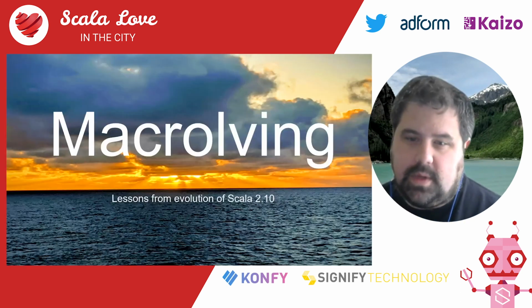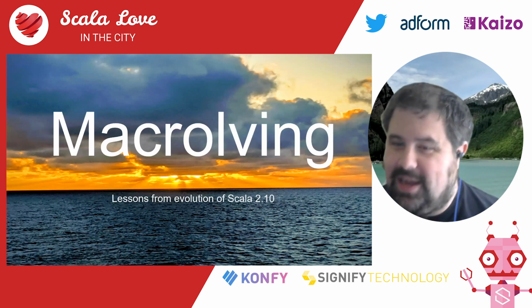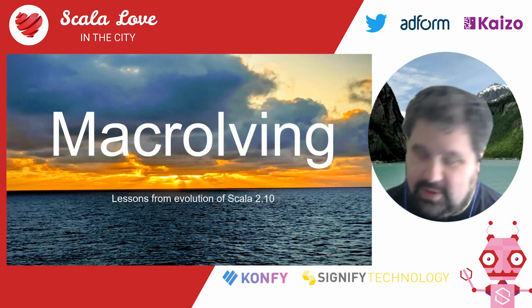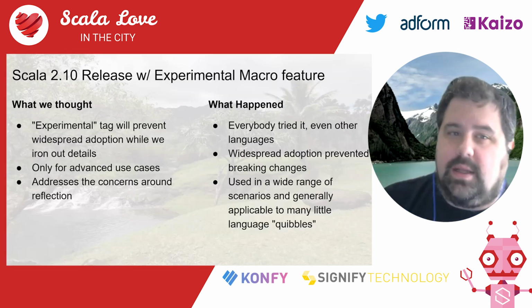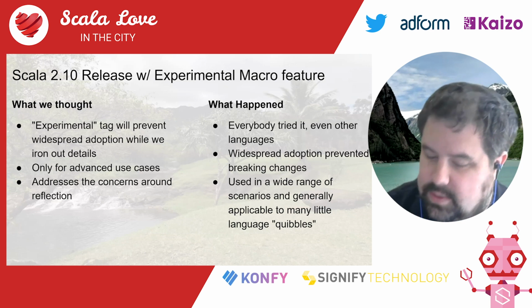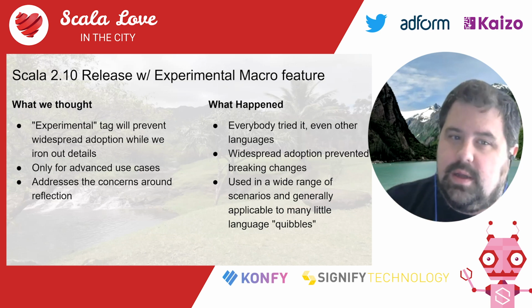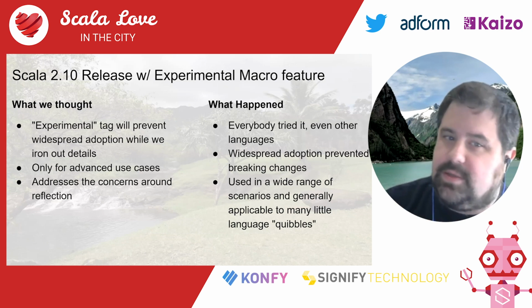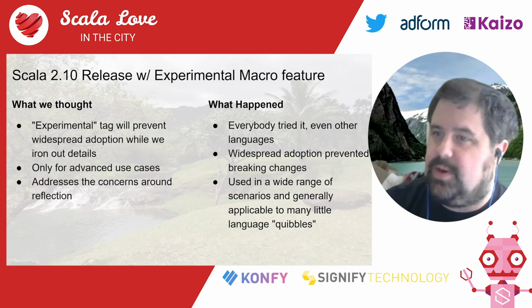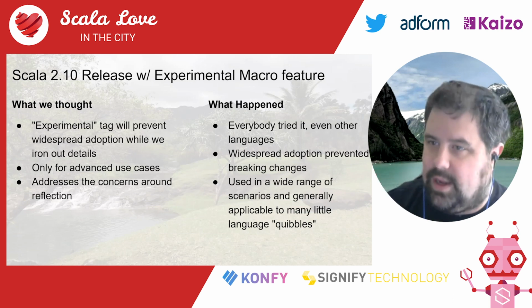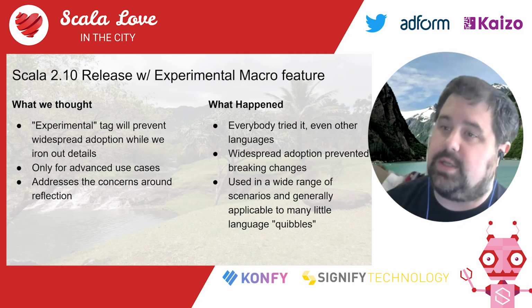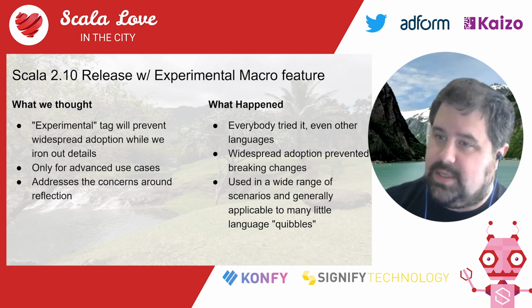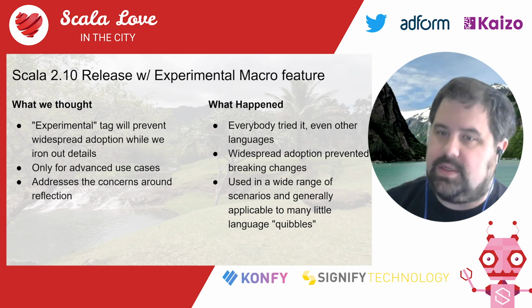Okay, cool. Let's look at the evolution of Scala 2.10 and what we learned from macros. So to start off with, Scala 2.10, I was the release manager at the time. We thought that we would release macros as this experimental feature, right? We're going to put this experimental tag. No one will adopt it in wholesale fashion because it's too experimental. It's only going to be for advanced use cases. We're going to get to learn where this is meant to be used and what's supposed to happen, and evolve it as we go.